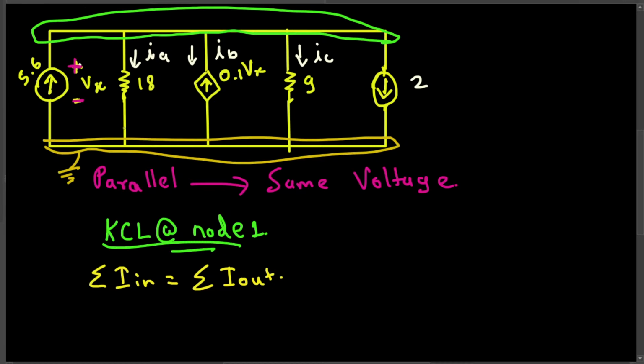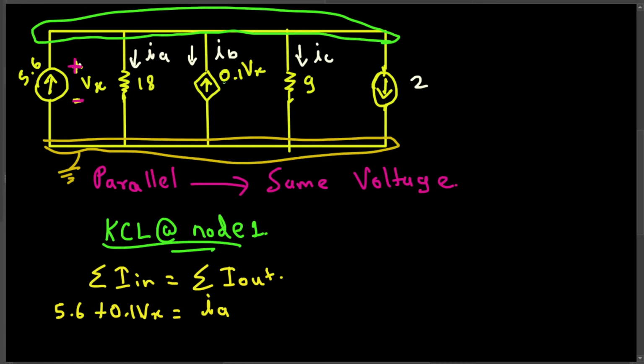Now let's see what the currents going toward the node are. We have 5.6 ampere going toward the node, so that's going to be this side, 5.6 ampere. And then we have 0.1 Vx going into the node, so that's going to be here as well, 0.1 Vx. These are the only two currents going into the node. What are the currents going out of the node? IA is going out of the node.